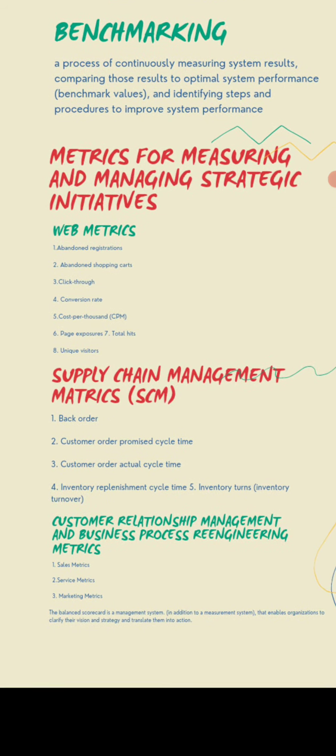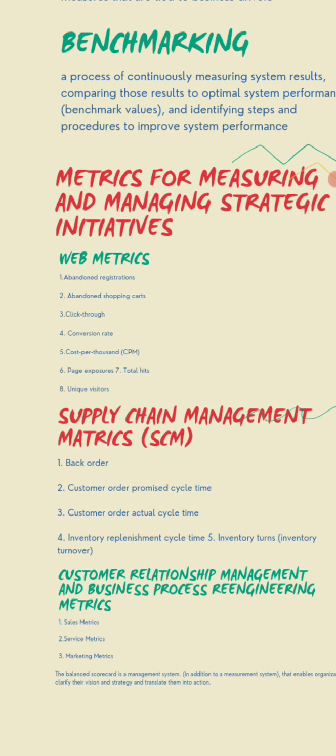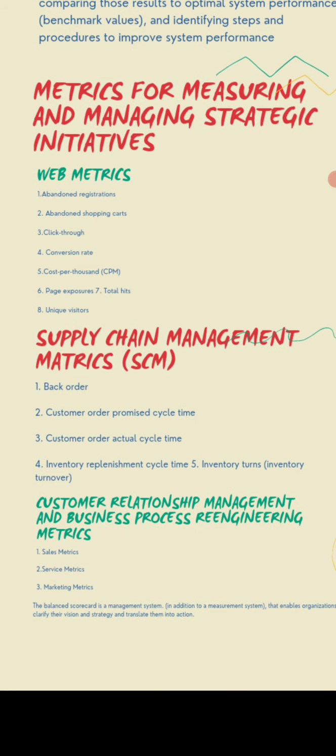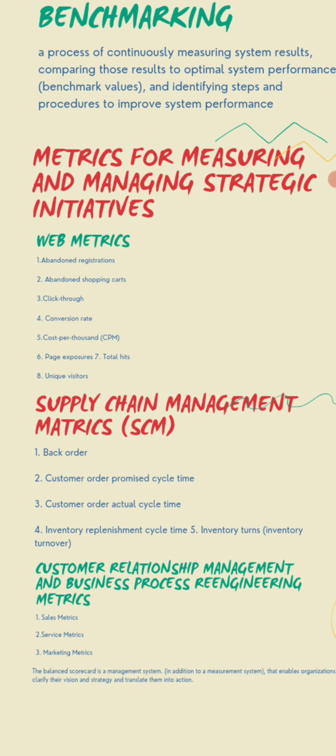Next, the point is supply chain management metrics. The first one is back order, customer order promise cycle time, customer order actual cycle time, and fourth is inventory replenishment cycle time. The fifth one is inventory turns, which is inventory turnover. The last one is customer relationship management and business process engineering metrics. I combine these both together.